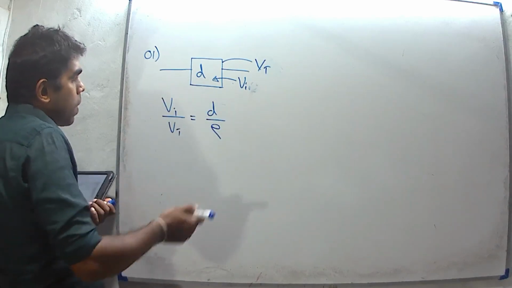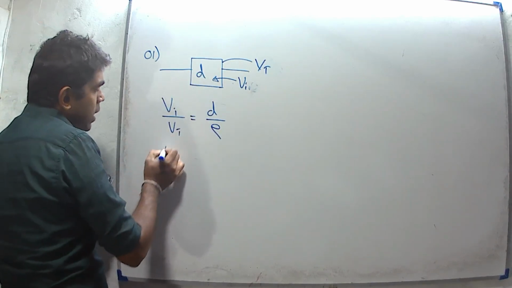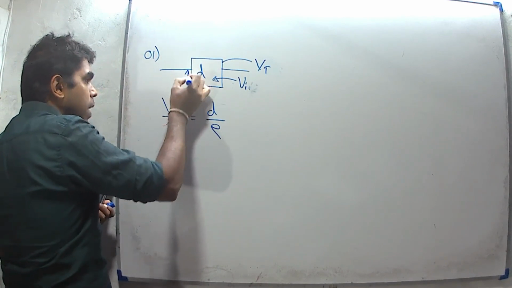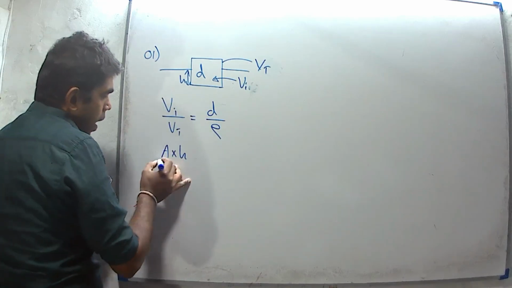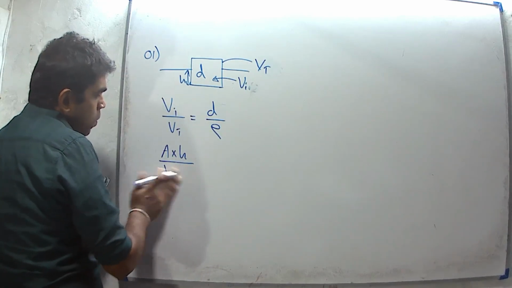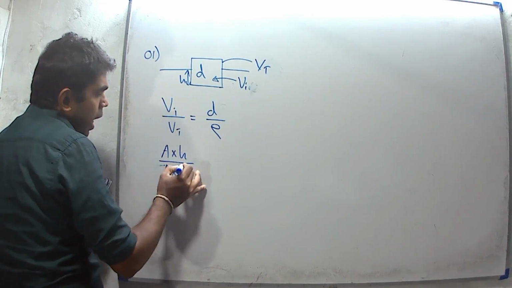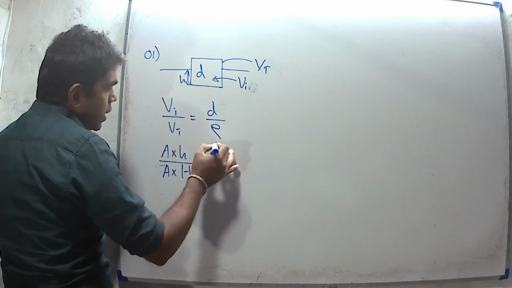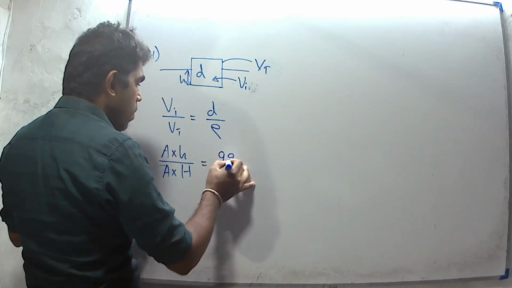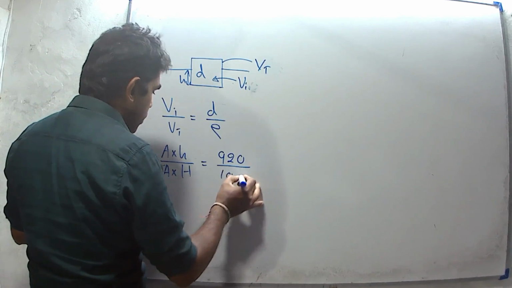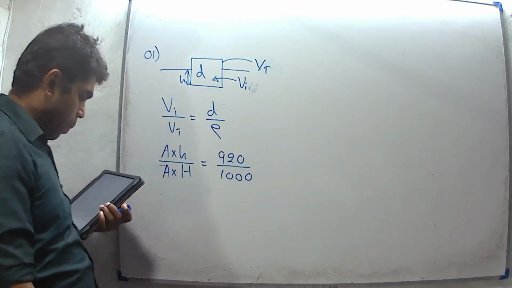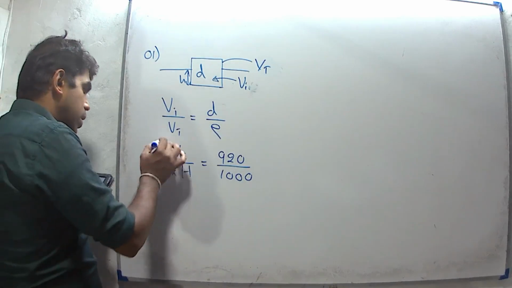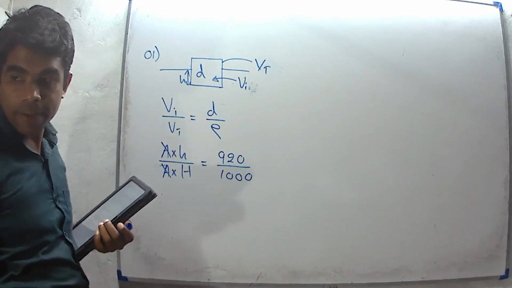Then for the immersed volume, we can substitute cross-sectional area into immersed height. Immersed height, simple h, divided by total volume, cross-sectional area into total height, equals density of ice 920 divided by density of water 1000. Now we can cancel out the cross-sectional area.